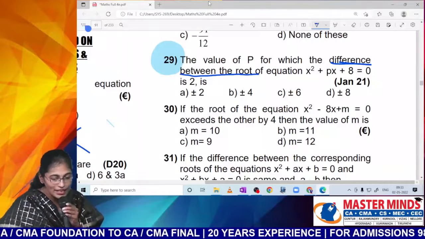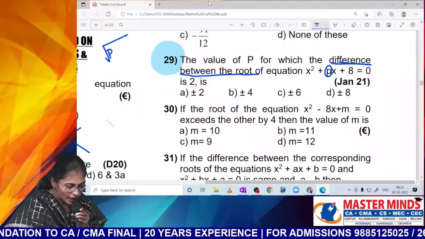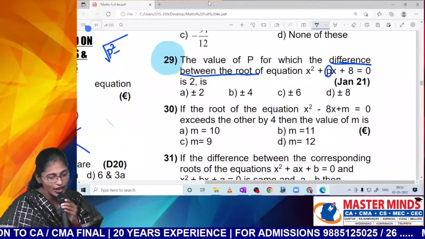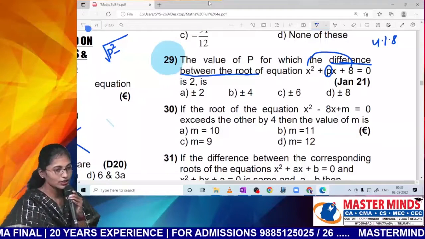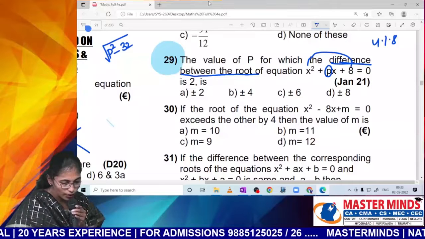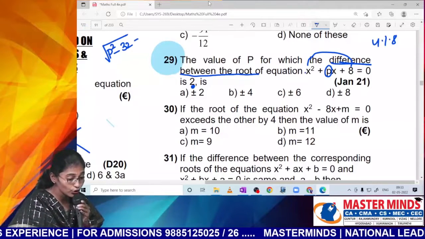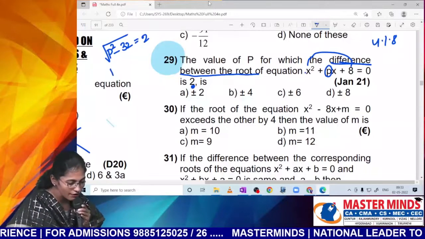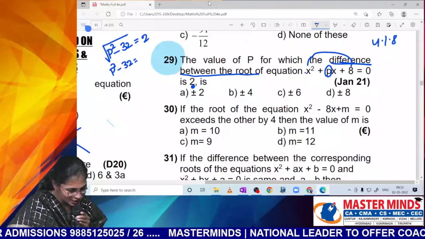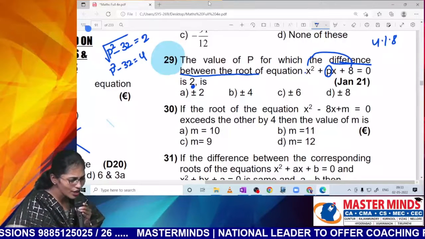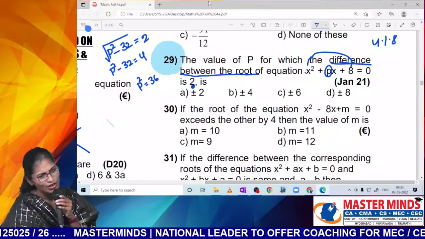Square root of b square. Could you please tell me what is b square? B square minus 4ac. 4ac, how much? 32. By a is how much? 2. So apply squaring on both sides, everybody. P square minus 32 equals... Bring this 32 to the right side. Now tell me what is P?